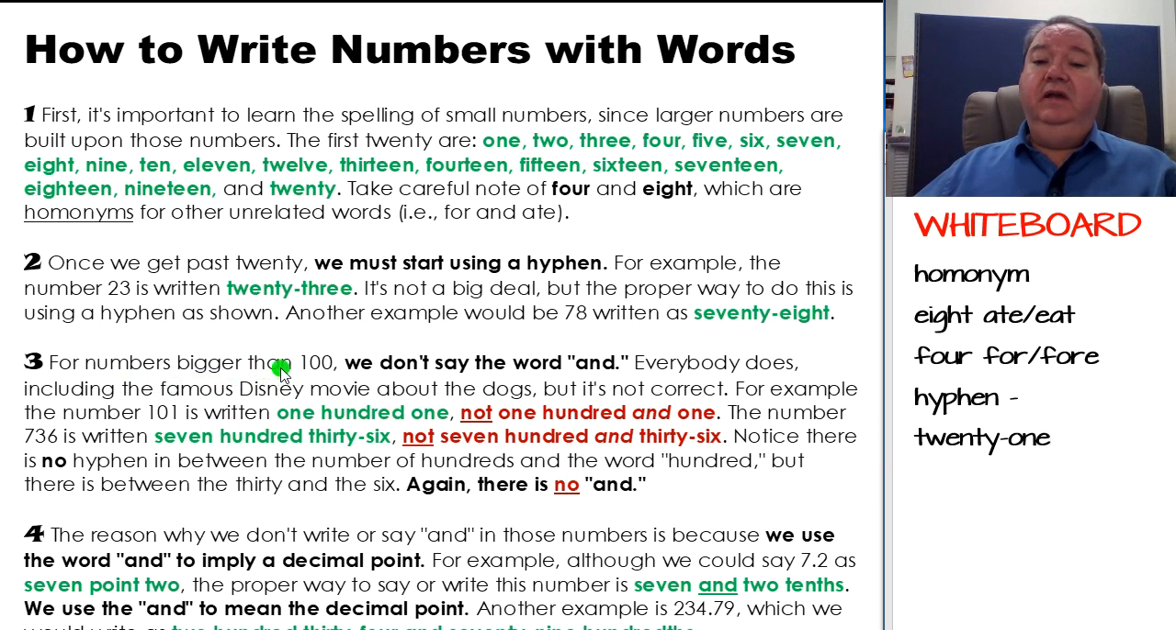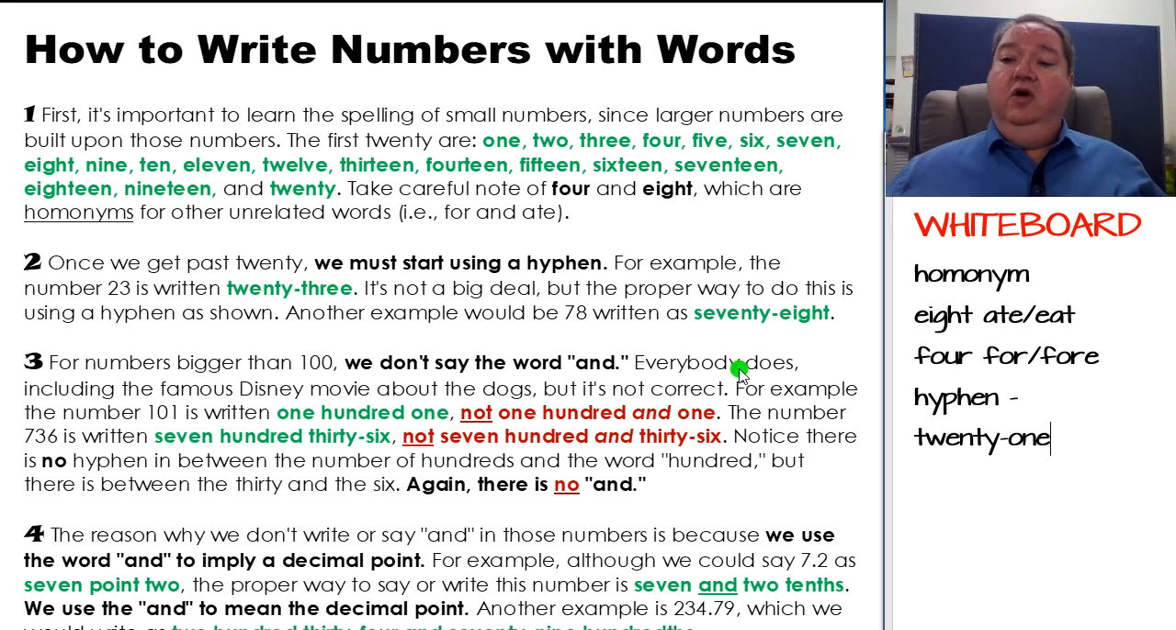For numbers bigger than 100, we don't say the word "and." Everybody does, which means you're really not supposed to, but many people do. Again, it's not a big deal, especially in just normal life, but to be precise, to be accurate, you should not say the word "and" when you're talking about a number larger than 100. For example, and they say everybody does, including the famous Disney movie about the dogs, but it's not correct.